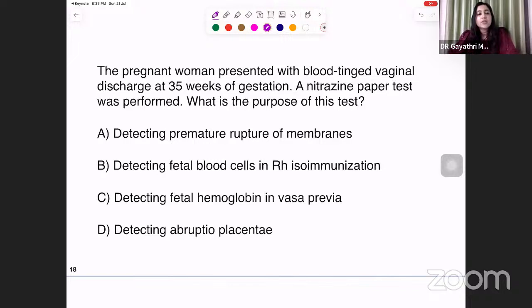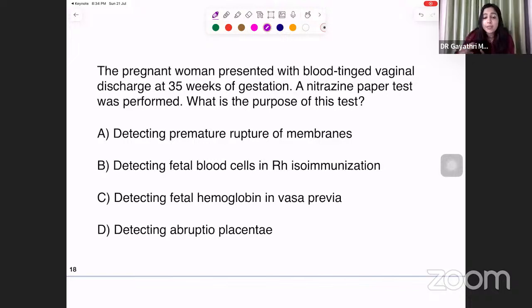Yes, okay. So the next question is, the pregnant woman presented with blood-tinged vaginal discharge at 35 weeks. So the patient has vaginal discharge and nitrazine paper test was performed. What is the purpose of this test? When a patient presents with this vaginal discharge where we suspect that she could have ruptured the membrane, where she might have had a PPROM, preterm premature rupture of membranes, the test that we do is nitrazine paper test. So what is the basis of this test?